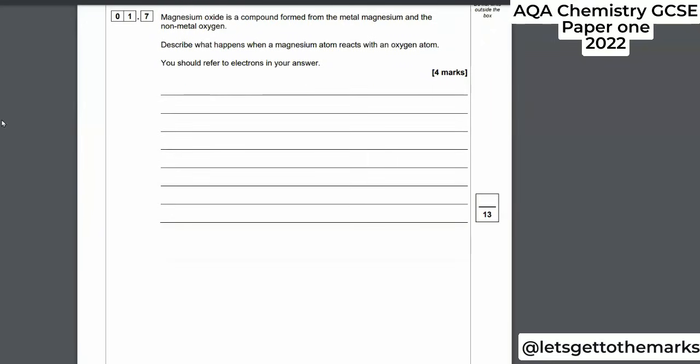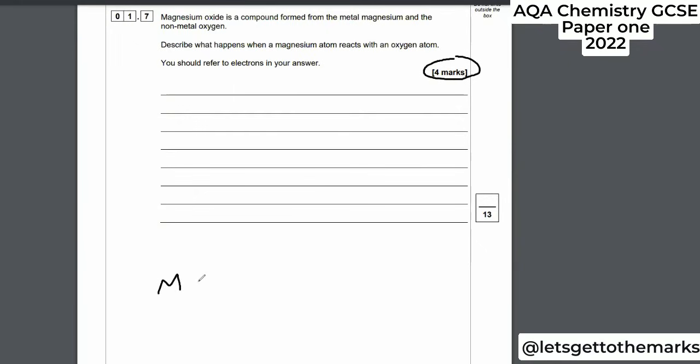Okay, now we've got 1.7. Magnesium oxide is a compound formed from the metal magnesium and the non-metal oxygen. Describe what happens when a magnesium atom reacts with an oxygen atom. You should refer to electrons in your answer. Now, this is a very, very common AQA question. They love to talk about this.